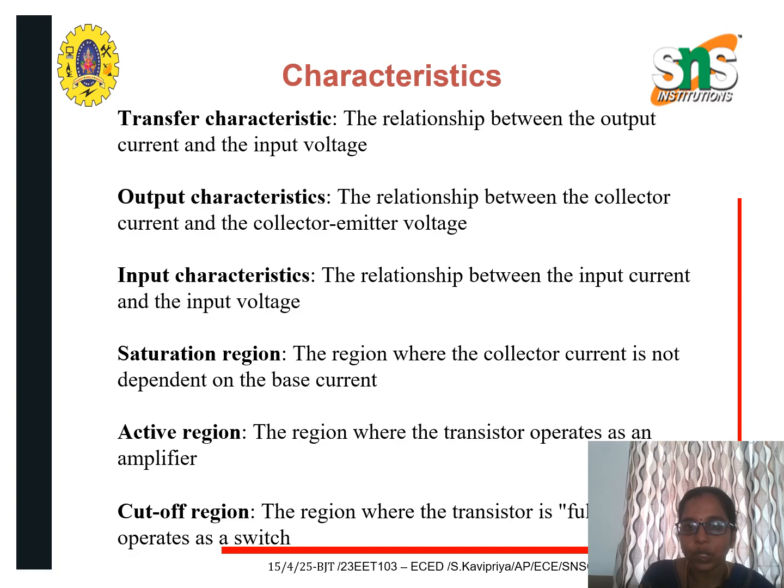In case of transfer characteristics, it is a relationship between the output current and the input voltage. Output characteristics is a relation between the collector current and the collector-emitter voltage. Input characteristics is a relation between the input current and the input voltage. Saturation region is a region where collector current does not depend on the base current. Active region is a region where the transistor operates as an amplifier. Cutoff region is a region where the transistor fully operates as a switch.